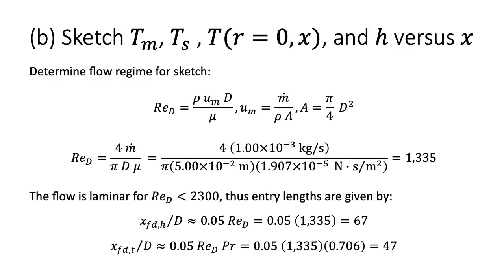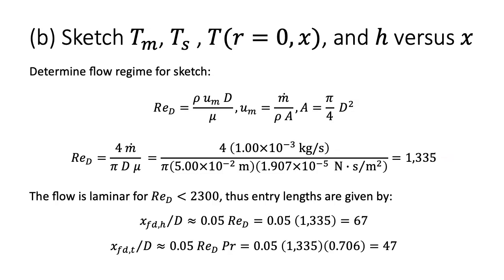For part B, before we make our sketches, we will do some calculations to help us determine how they should look. First, we calculate the Reynolds number based on pipe diameter to check the flow regime. Substituting in, we get a value of 1,335, which would definitely correspond to laminar flow.